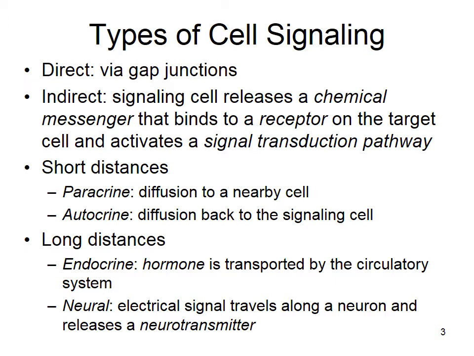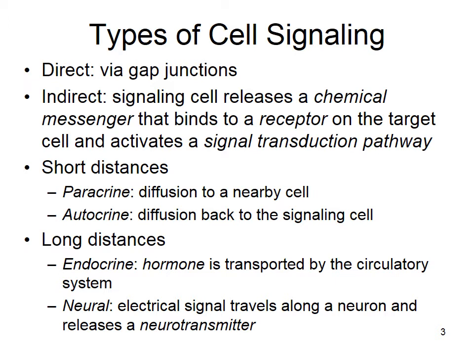Okay? Cell signaling can be separated into short distance signaling and long distance signaling. Short distance is when you either have a paracrine or an autocrine. Paracrine chemical messengers just diffuse to a nearby cell. Okay, so the signaling cell releases them, they diffuse to a nearby cell, and cause a response in that nearby cell. So we talked about paracrine chemical messengers when we talked about the platelet plug formation, right? The platelets release ADP, which causes nearby platelets to become sticky, and then they release ADP, which then causes more nearby platelets to release ADP. So in that case, ADP is a paracrine chemical messenger.